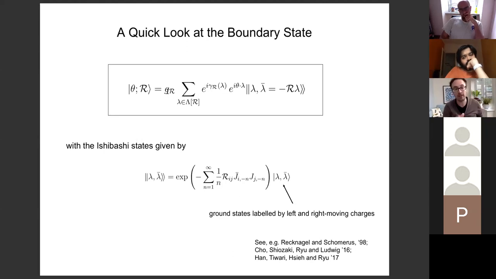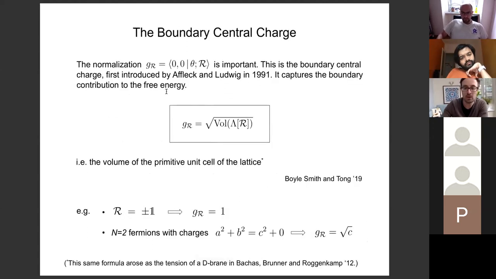The important thing, however, is this coefficient in front. Whereas in quantum mechanics you don't care about the normalization of a state in the Hilbert space, for these boundary states the normalization is crucial. It's related to something called the Cardy condition. And understanding this normalization is one of the most important things in this talk. So let me tell you a little bit about it. The importance of the normalization was first stressed by Affleck and Ludwig back in 1991, and this coefficient is called the boundary central charge. What Affleck and Ludwig realized was the following.